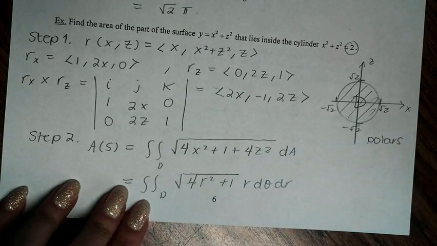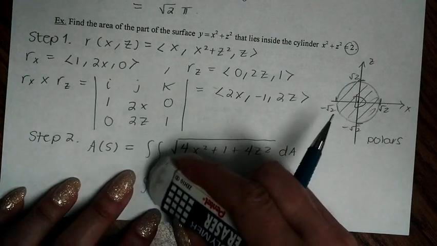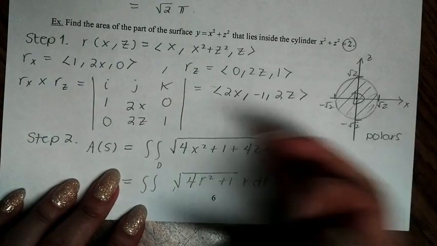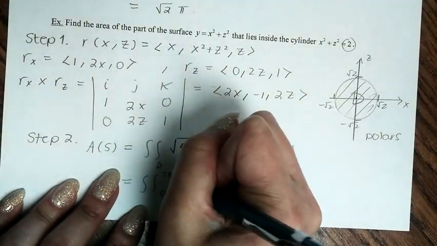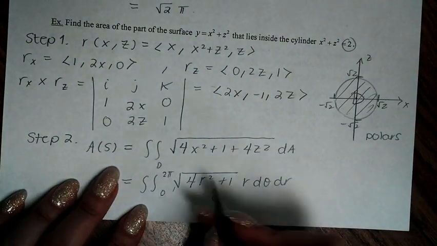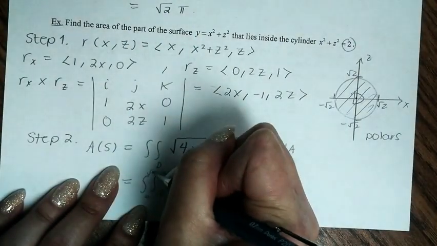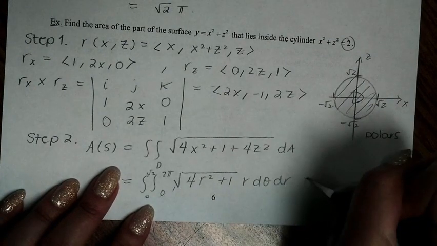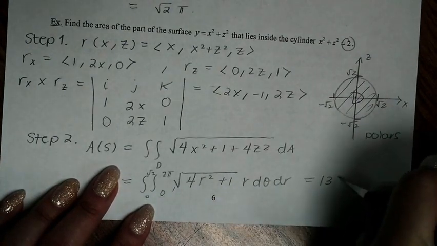So I would go ahead and erase the D here, and what would you put here? For theta it's going to be 0 to 2 pi, because it's a full circle again, and then r from 0 to root 2, because that's the radius that you have in this equation. When you plug it in the calculator, you have that this is 13 pi over 3.